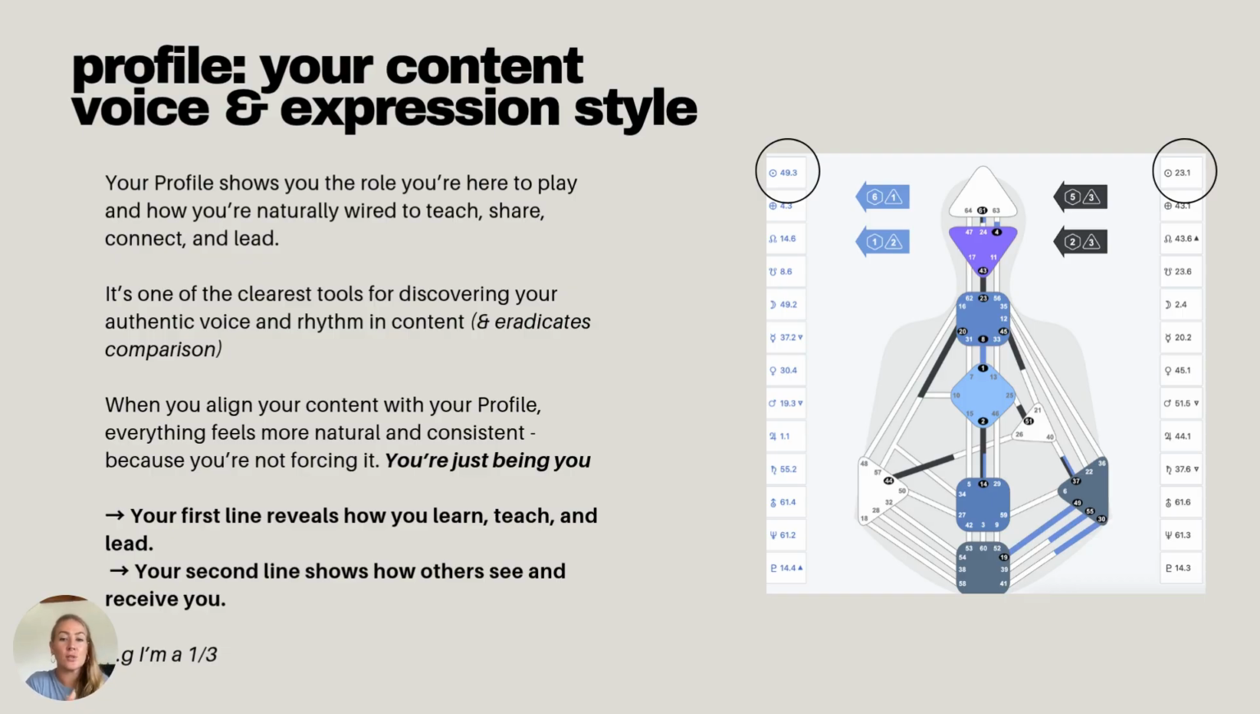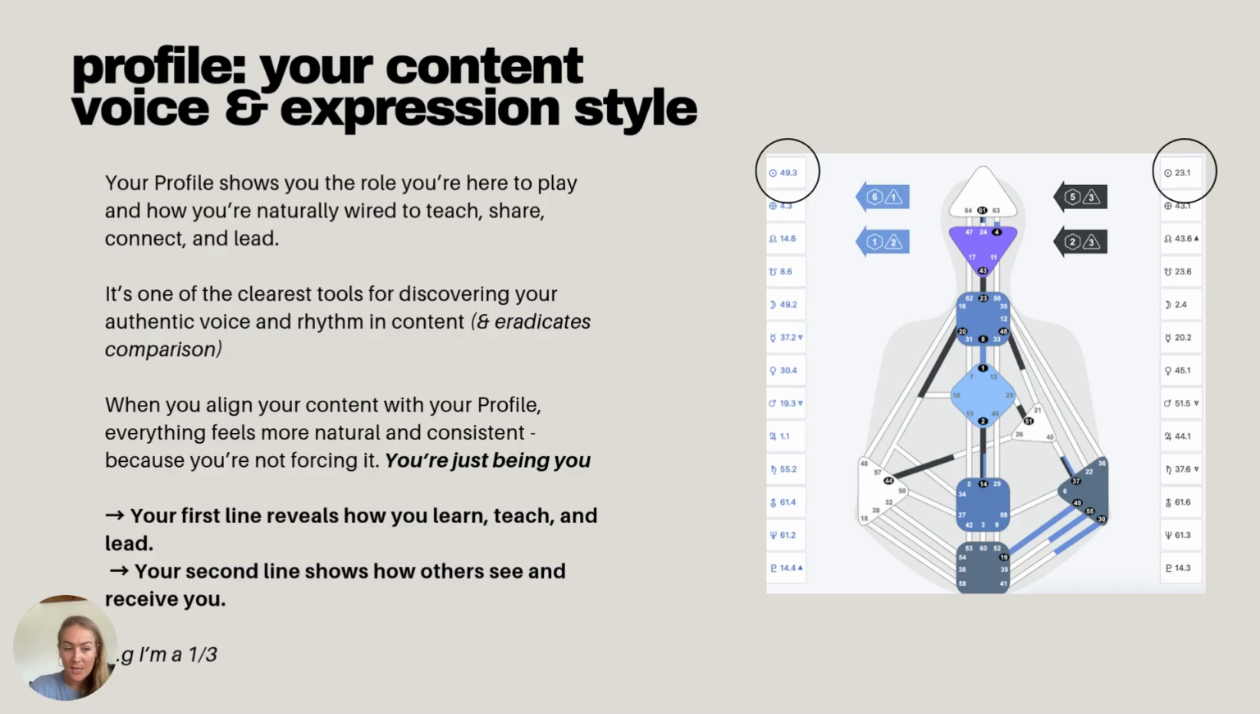So your first number, you'll see here in this chart, I have 23.1 and I have 49.3. We're looking at the number after the decimal. So mine is a 1, 3, right? That's what you're looking at for your profile. When you pull up your chart, you'll see profile 1, 3, 2, 4, 5, 1. You'll have a variation of a number between 1 to 6. Your first line reveals how you learn, teach, and lead. Your second number, which we call lines with profile, shows how others see and receive you.